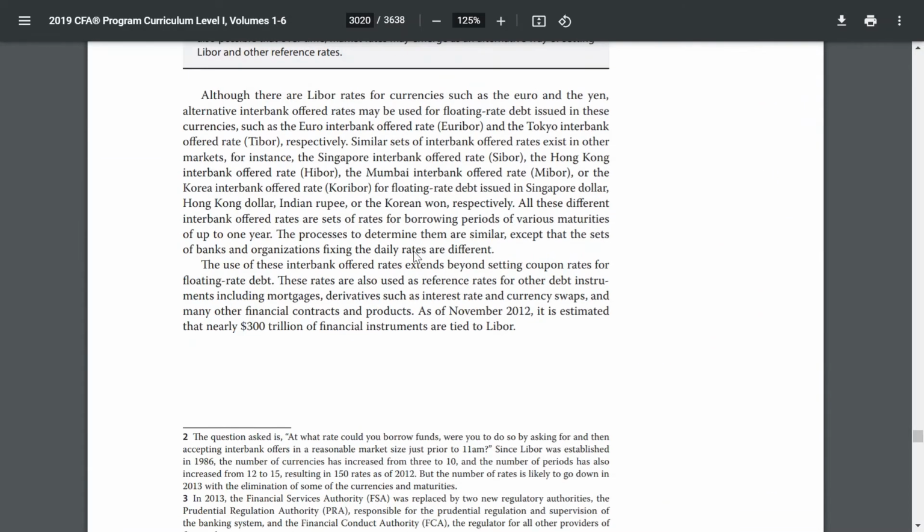Although there are LIBOR rates for currencies such as the euro and the yen, alternative interbank offered rates may be used for floating rate debt issued in currencies such as the Euro Interbank Offered Rate, or the EURIBOR, and the Tokyo Interbank Offer Rate, the TIBOR, respectively. A similar set of interbank offered rates exists in other markets. For instance, the Singapore Interbank Offered Rate, the SIBOR, the Hong Kong Interbank Offer Rate, the HIBOR, and the Mumbai Interbank Offer Rate, the MIBOR, are all examples of the LIBOR rates of different countries.